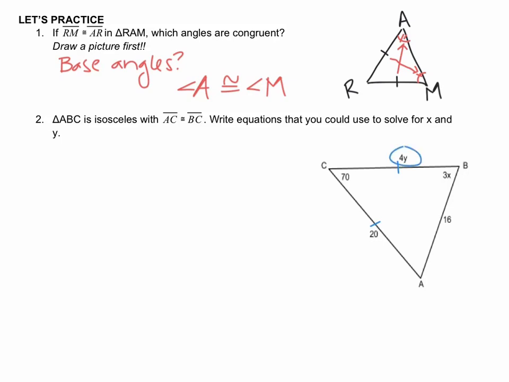If I know that side BC and AC have to be congruent, all I need to do is set their lengths equal to each other, right? So I know that their lengths, AC, has to equal BC because they're congruent. And AC is 20, and BC is 4y. That is going to be an equation that I could solve to find y.